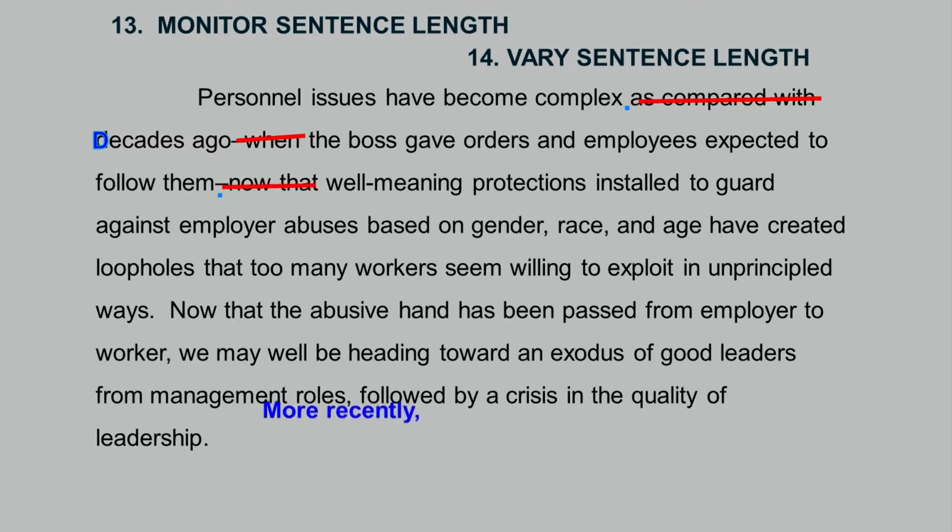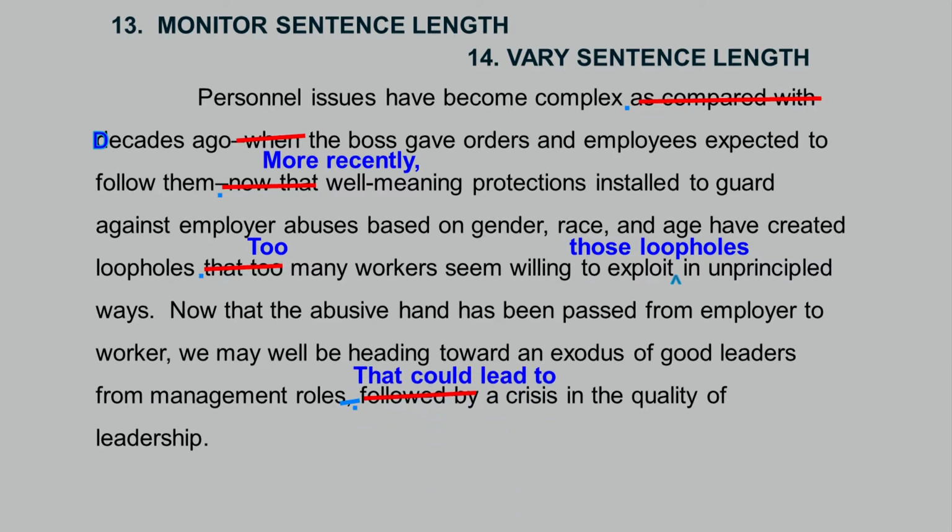More recently, well-meaning protections installed to guard against employer abuses based on gender, race, and age have created loopholes. Period. Too many workers seem willing to exploit those loopholes in unprincipled ways. Now that the abusive hand has been passed from employer to worker, we may well be heading toward an exodus of good leaders from management roles. Period. That could lead to a crisis in the quality of leadership.